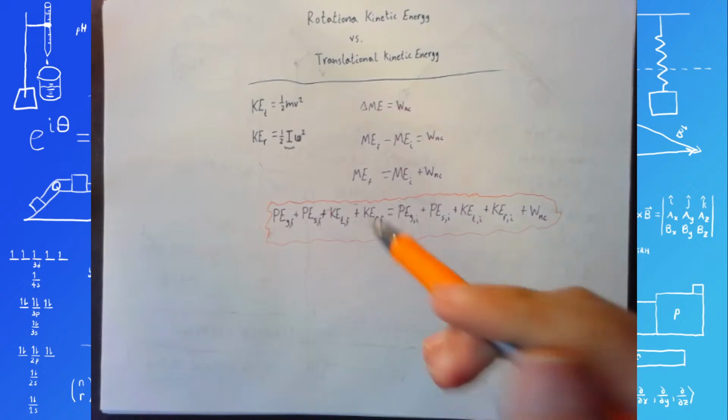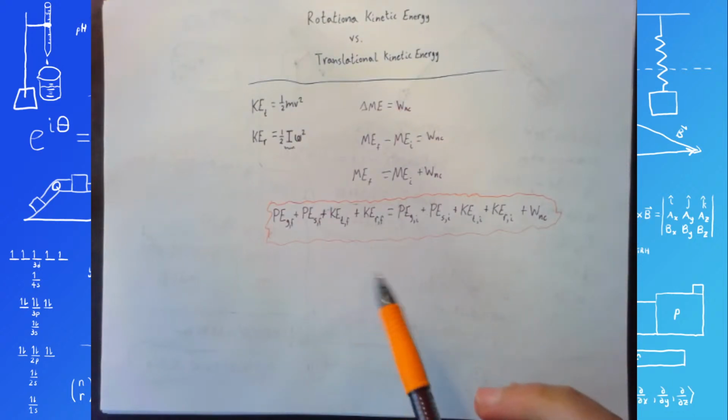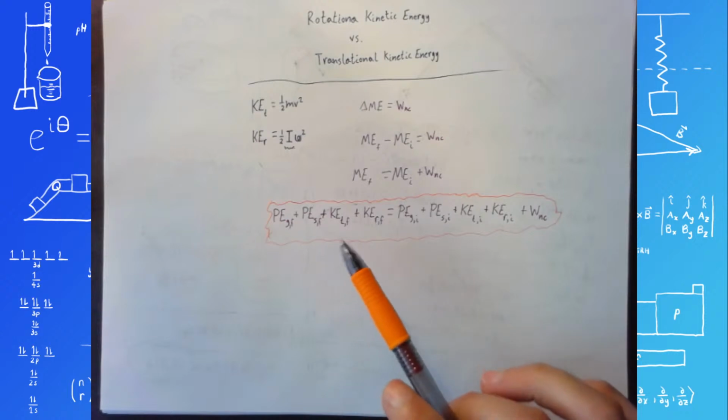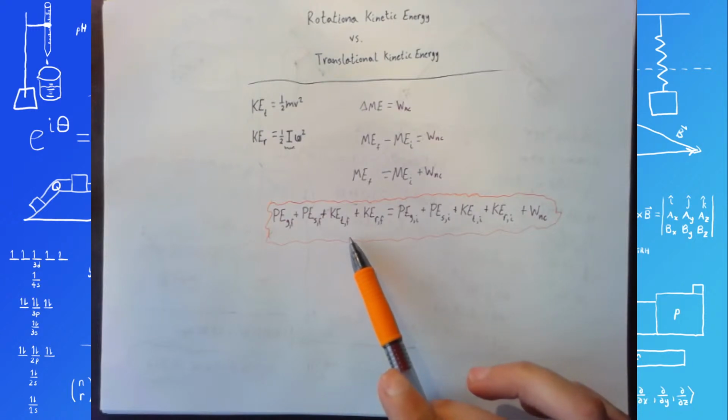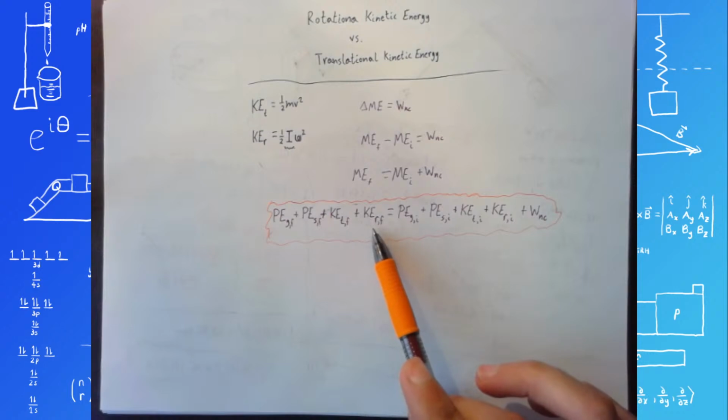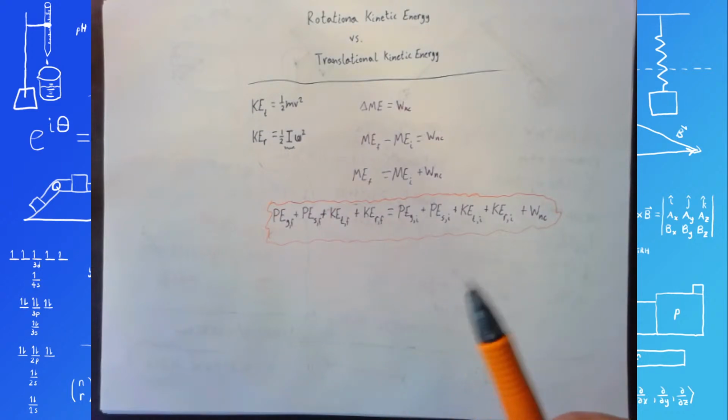So we're going to be faced with situations where the tricky part is going to be identifying whether an object is strictly in translational motion or strictly in rotational motion, or is engaging in both. It's not as easy as it might seem. When does an object have rotational kinetic energy?